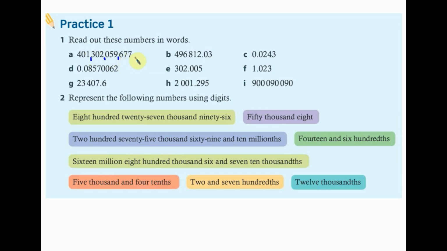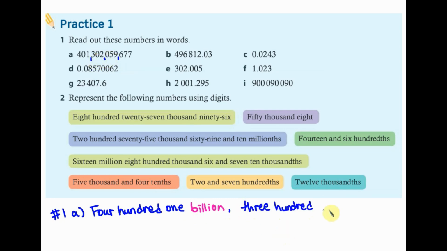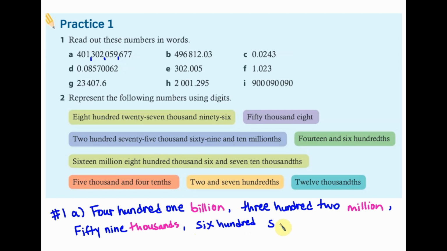59,677. Let me repeat one more time. This will be 400. And since you don't have tens, it's just going to be 1. And then you need to write billion. You go to the next number, it's 300. You don't have tens, so it goes to 2. Now my next family member was million. After million, it was thousands. However, since you don't have hundredth, it just goes with 59,000s, thousands, and then just read the remaining, which is 677.